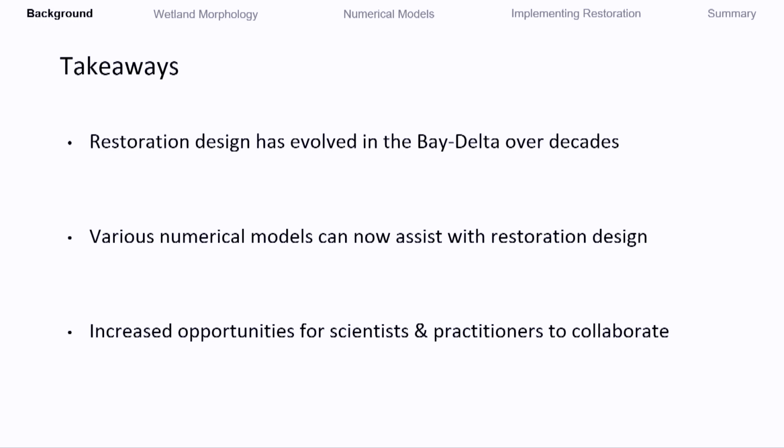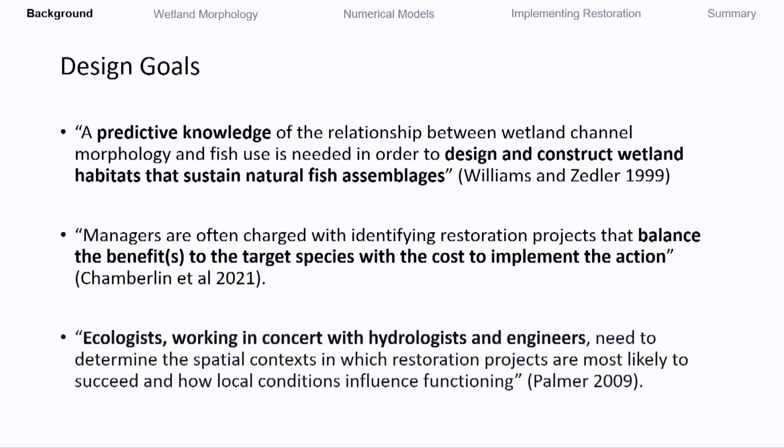Also, I'll point out at the top of the screen, if you get lost in the soup, those are the broad categories. We'll talk about the background, wetland morphology, numerical models, implementing restoration, and then we'll summarize things as well. We'll start with what our goals are when we talk about designing wetland restoration sites. Ideally, we would have predictive knowledge that we could use to design and construct wetlands that reach our goals of sustaining natural fish populations as well as other species.